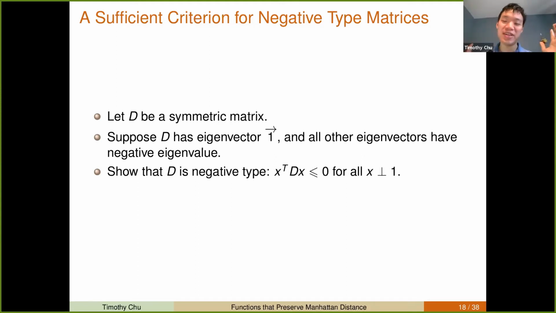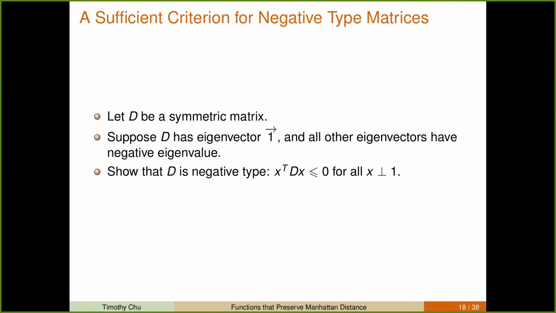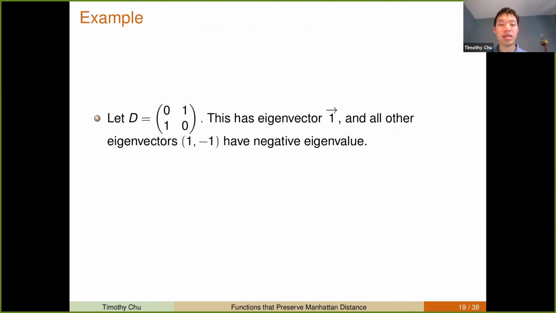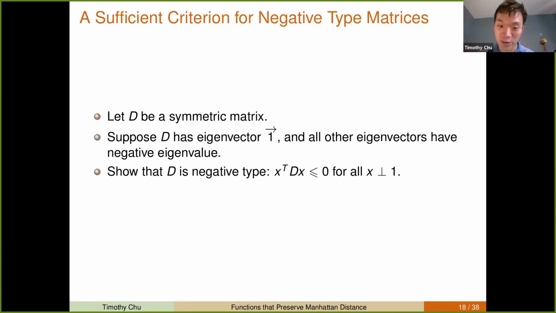Right. I'm just going to rephrase what you said. If x is orthogonal to the all ones vector, well, a symmetric matrix has orthogonal eigenvectors, just a basic fact about linear algebra. So if x is orthogonal to the all ones vector, it is a linear combination of my other eigenvectors. If it's a linear combination of my other eigenvectors and they all have negative eigenvalue, then I know that x transpose Dx is less than or equal to 0. Okay, if you didn't understand that, just take my word for it that this criterion is sufficient.